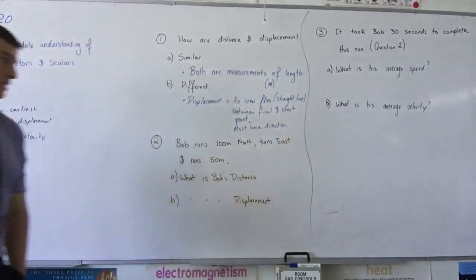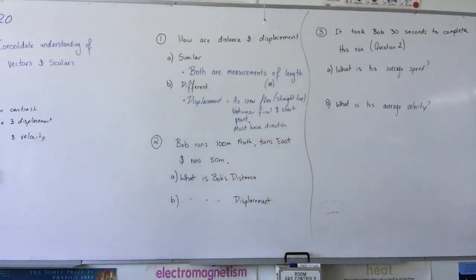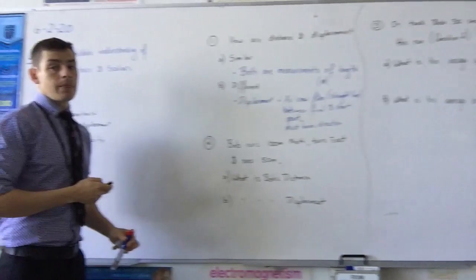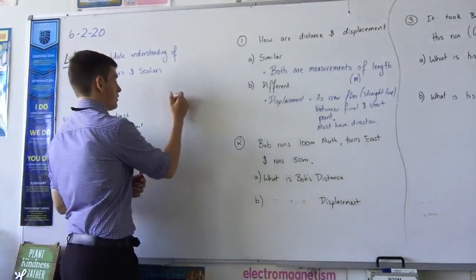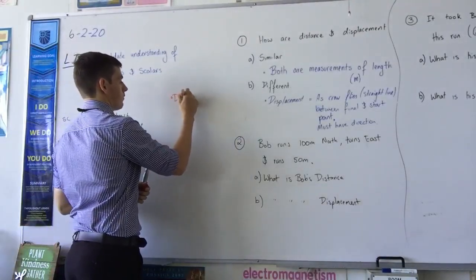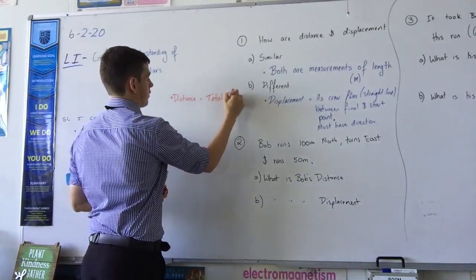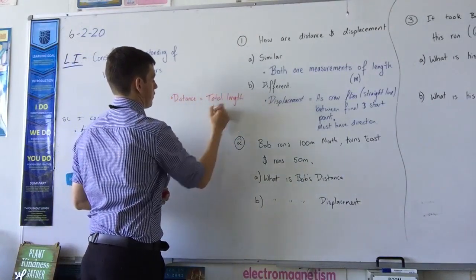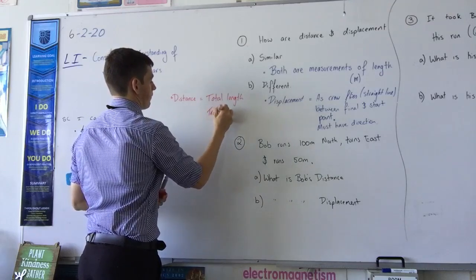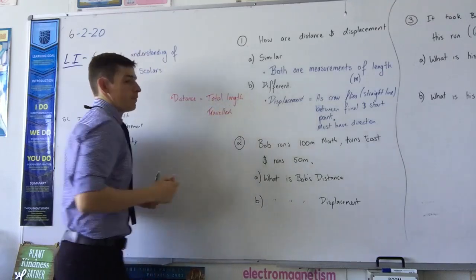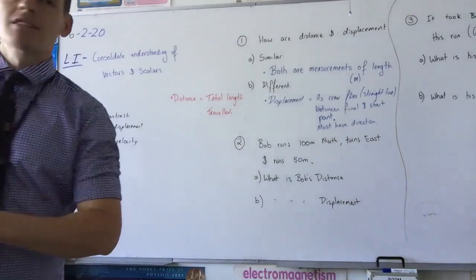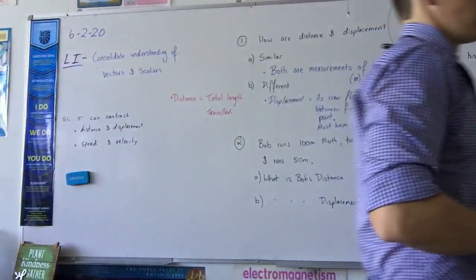What about distance? How is distance different? I'll do that in red over here. It is just how far you traveled overall. Yep, so distance in the red, total length travelled. And again, much like scalars and vectors, that doesn't make a lot of sense until you actually go through and solve some problems.